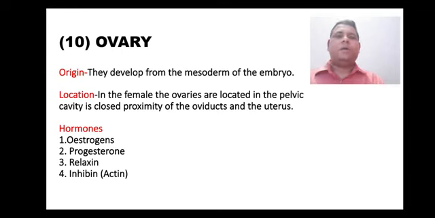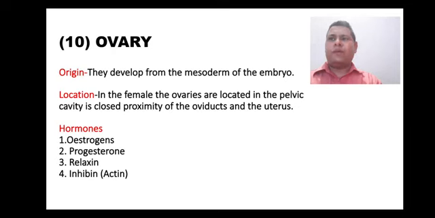Number 10, endocrine glands or exocrine in nature. Example: ovary. The ovary is an organ found in the female reproductive system that produces the ovum. Origin: they develop from the mesoderm of the embryo. Location: in the female, the ovaries are located in the pelvic cavity, in close proximity to the oviducts and the uterus.